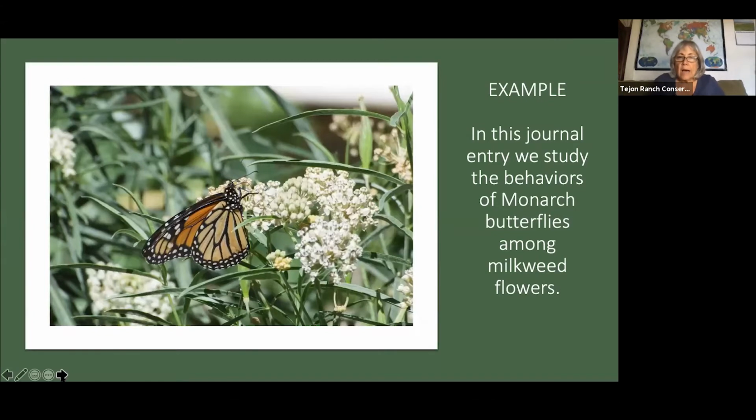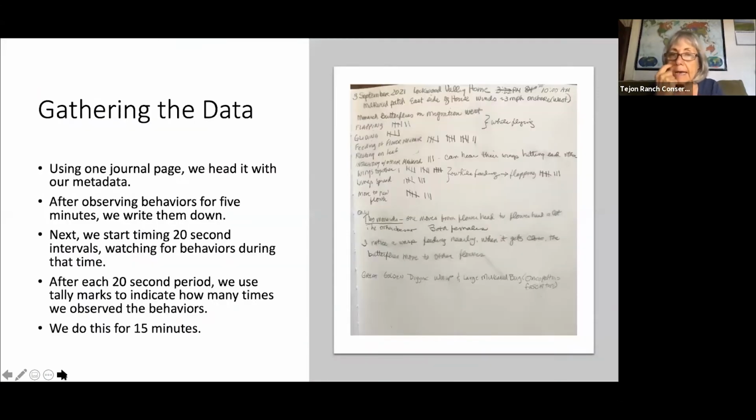All right, so I practiced this and I was studying the behaviors of monarch butterflies among the milkweed that I had planted in my garden to attract them. And so I did some observing and saw the different kinds of behaviors that they were doing. So if you look here, you'll see at the very top, I've got my metadata and I really describe where I was. I have several different gardens of milkweed around my house, so I wanted to make sure I identified which one it was.